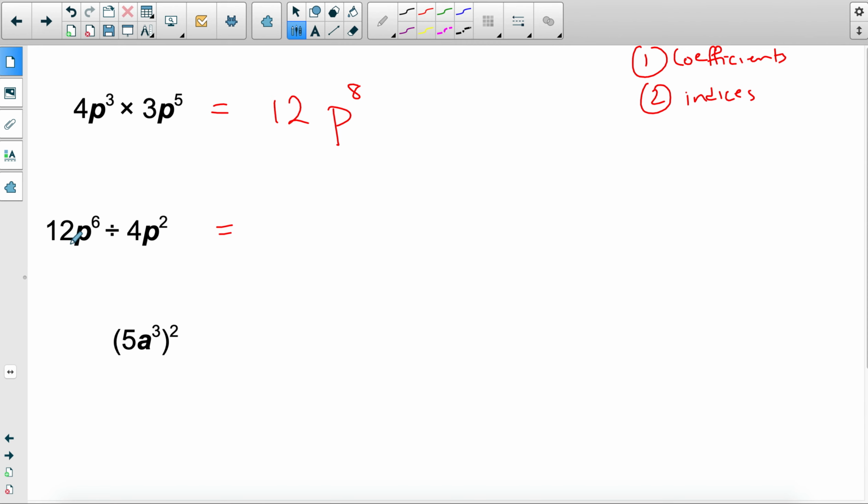For this one, you have 12 divided by 4. Deal with the coefficients first. 12 divided by 4 is 3. p to the power 6 divided by p to the power 2. You have division. You have the same base, so you subtract the powers, and so you end up with p to the power of 4. Another way of seeing this is to say, well, 12 p to the power 6 over 4 p to the power of 2. These simplify to 3. And then the 6 minus 2 becomes a 4, so you have 3p to the power of 4.